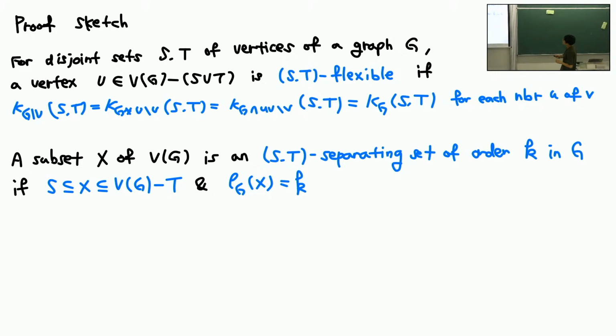Before we start, let me introduce two notations. A vertex outside S union T is ST flexible if all three vertex-minor operations preserve the connectivity between S and T. And a vertex subset X of G is called an ST separating set of order K if the size of X is K, X contains S, and X is disjoint from T.